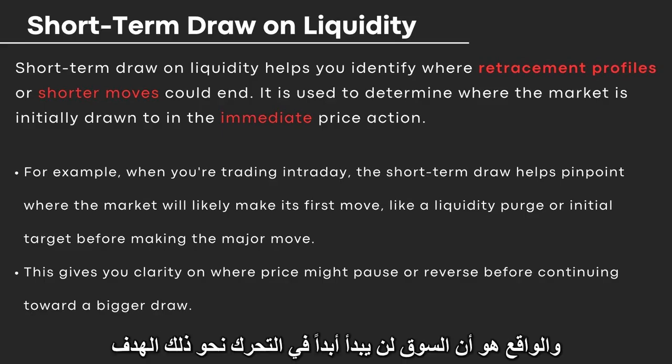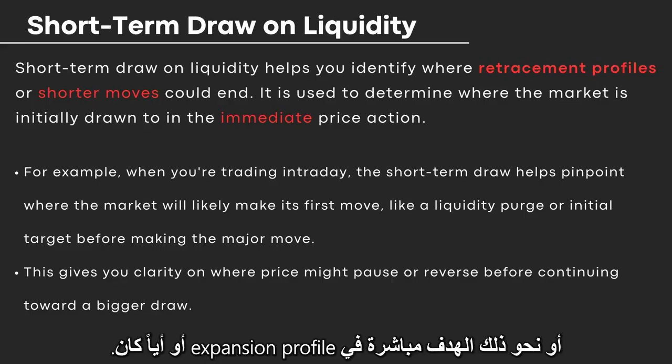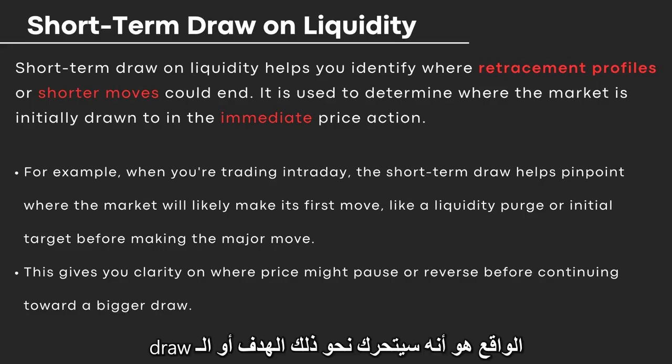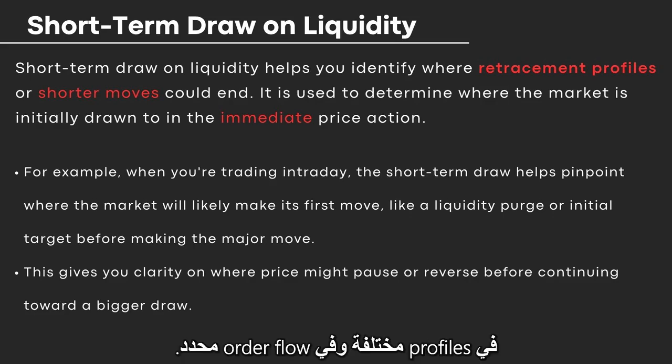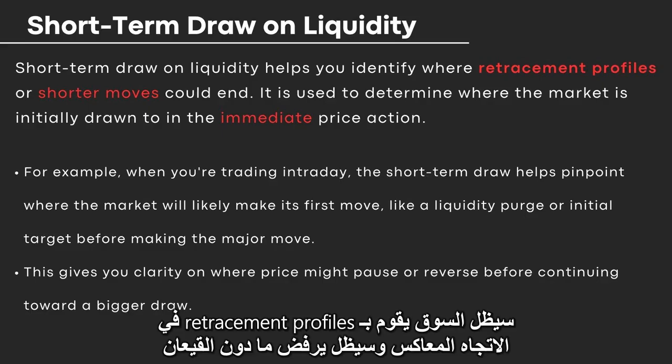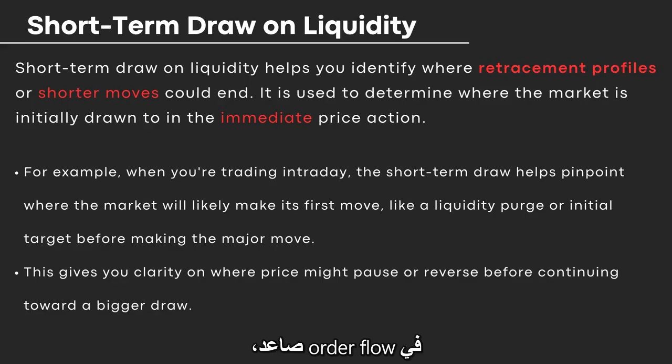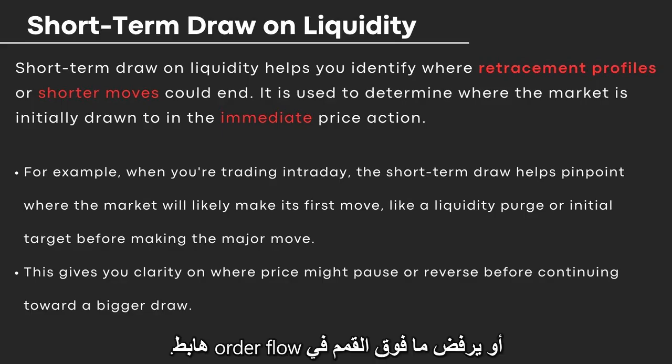The reality is that the market would never start moving towards that goal or target straight away in an expansion profile or whatever. The reality is that it will move towards that goal, target, or draw in different profiles and in a specific order flow. Even if the drawn liquidity of the target is higher, the market will still make retracement profiles in the opposite direction and still reject below lows in a bullish order flow or reject above highs in a bearish order flow. That's how the market moves.